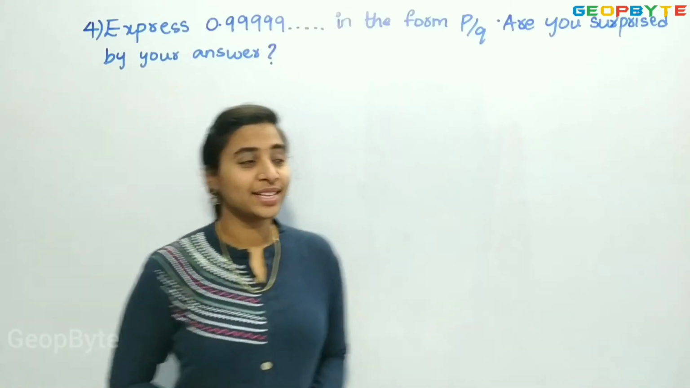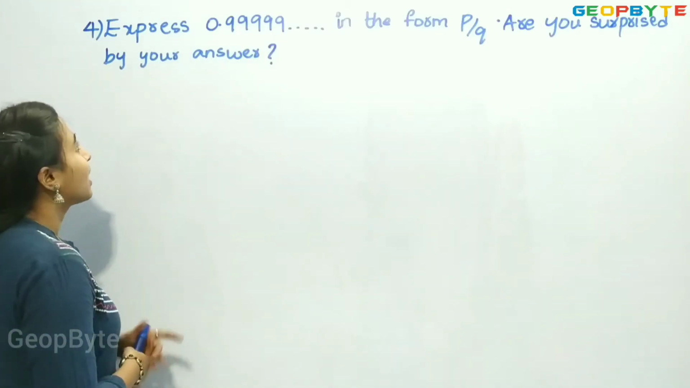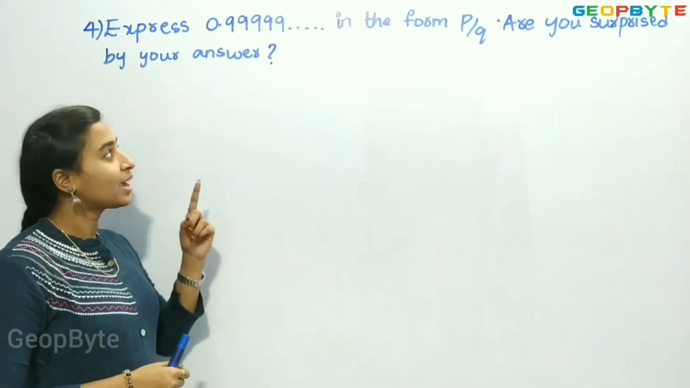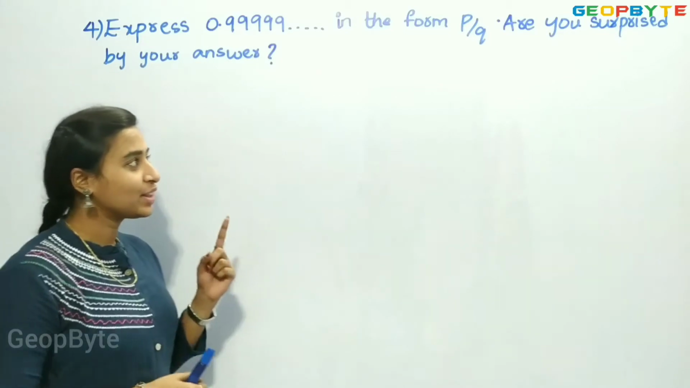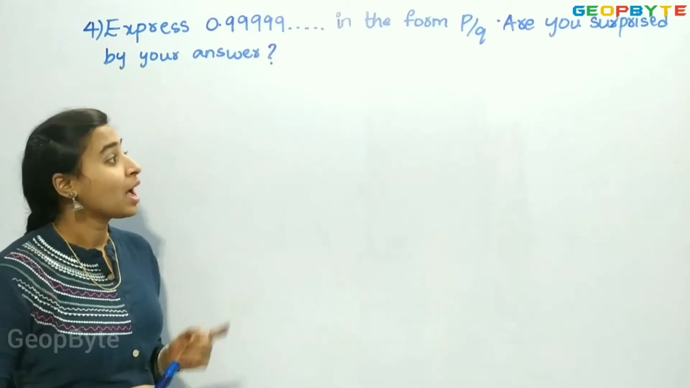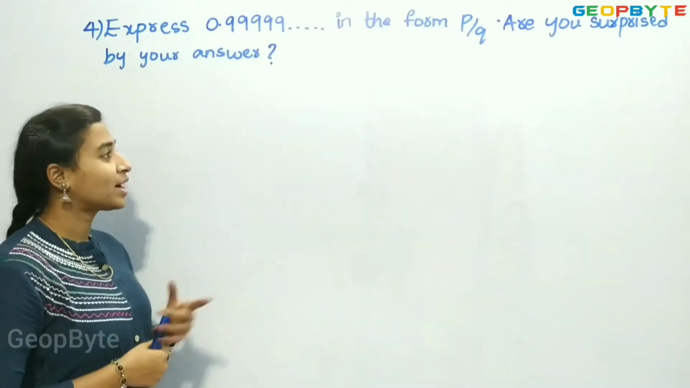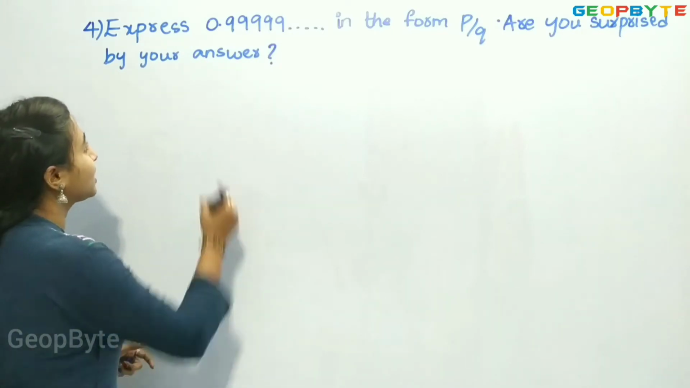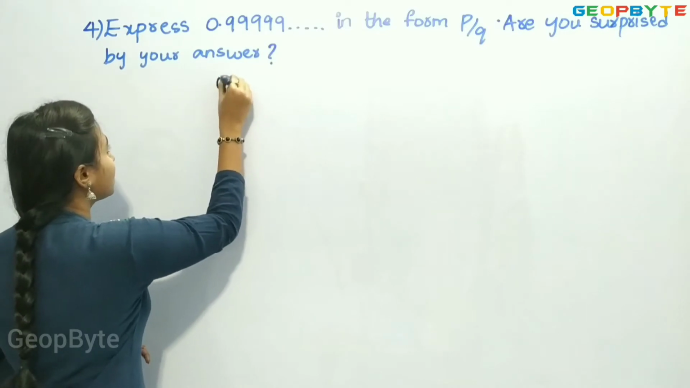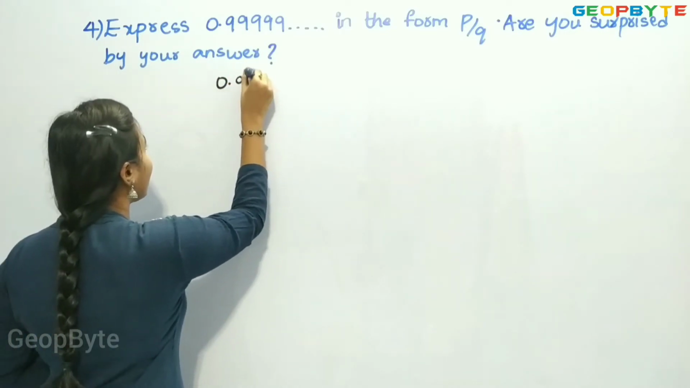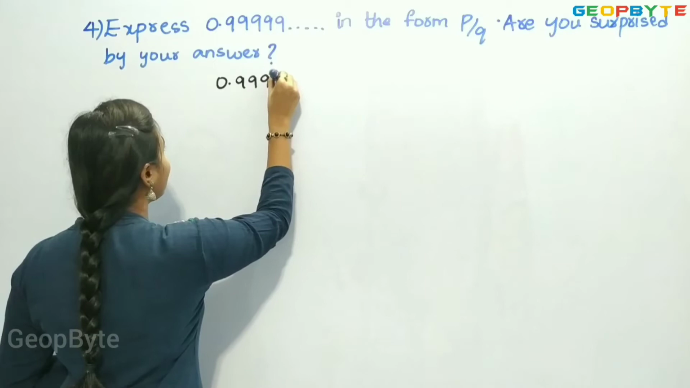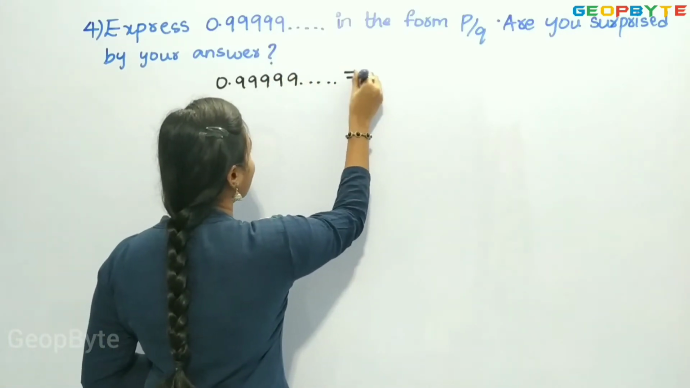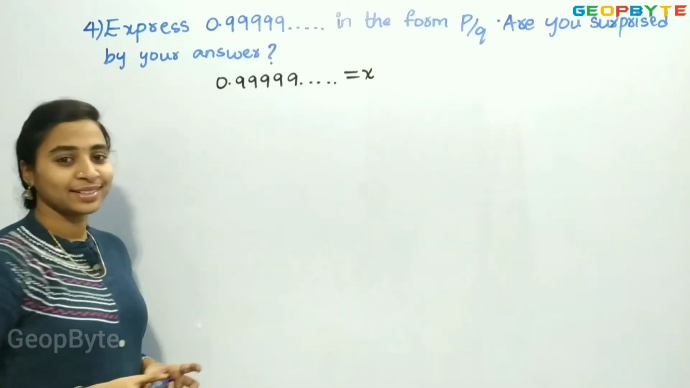Now, let us see the fourth question. Express 0.99999 and so on in the form p by q. Are you surprised by your answer? Let us see. First, let us assume 0.99999 and so on is equal to x.